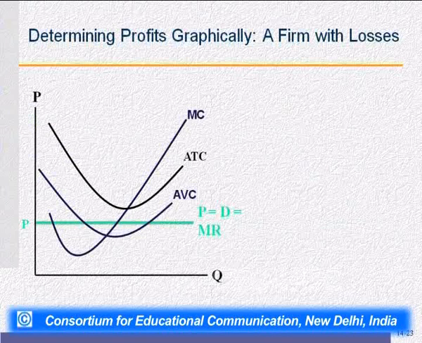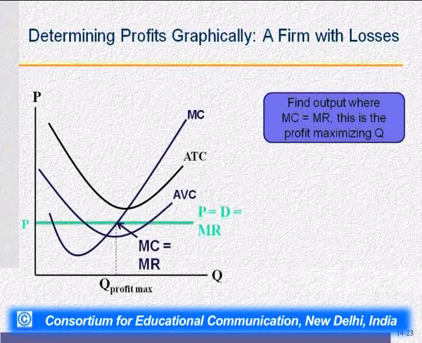Now the third phase, when the firm is making losses. At a glance, you can identify how a firm can earn profit when price is greater than ATC, how a firm can earn zero profit when the price is equal to ATC, and how a firm makes losses when ATC is greater than P, which you can see on the slide right now, where the ATC is greater than MR, which clearly emerges on the slide.